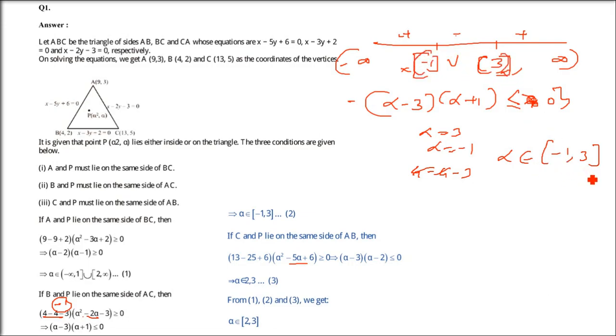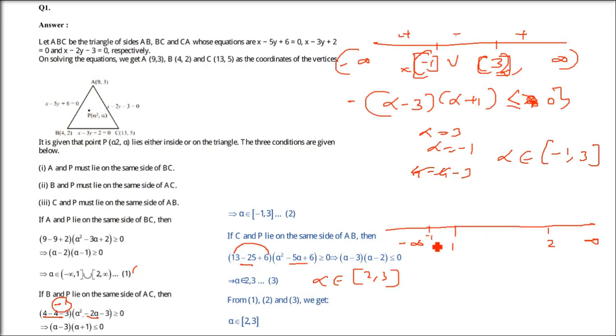-1 to 3, right? So the third one also we are going to find out. The third, when you put alpha square, alpha and the other values, that is 13 and 5, in x minus 5y plus 6, and multiply them, so x belongs to, this is the third condition, 2, 3. These three conditions you have to find out. Now just make a number line and put all these solutions. First was, and we have to take the intersection, minus infinity to 1, second was 2 to infinity. So these three regions we have to take and find the common region.